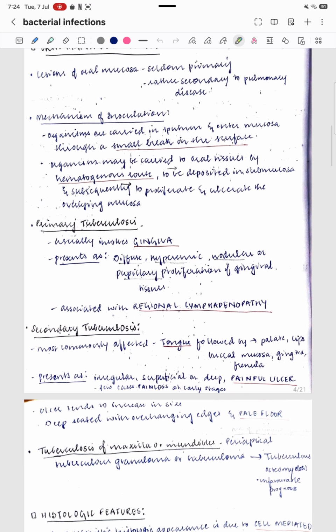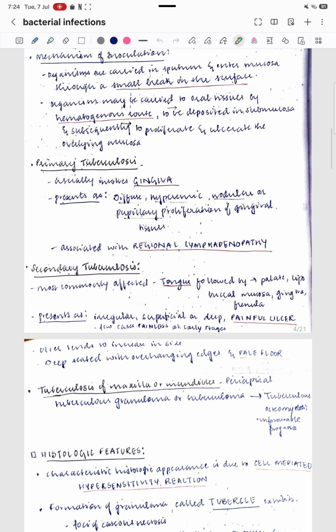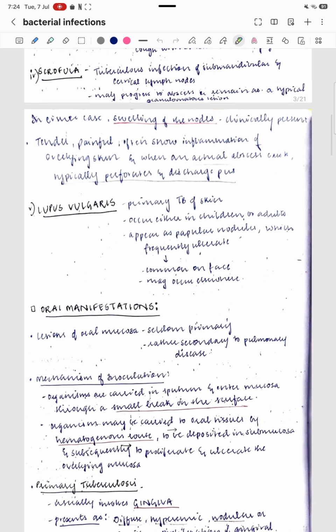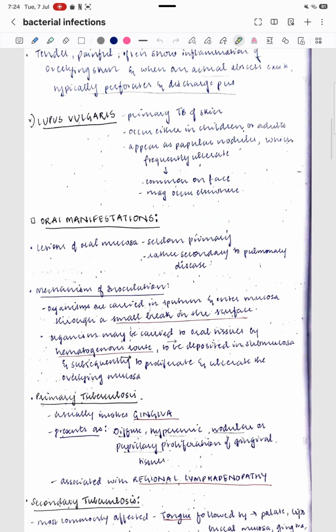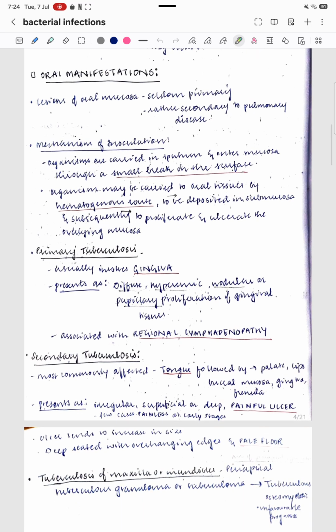Now, coming to primary tuberculosis, it usually involves the gingiva, presenting as a diffuse hyperemic nodular proliferation of gingival tissue associated with regional lymphadenopathy. So we spoke about lupus vulgaris, its oral manifestations, and how it spreads in the skin. Now we are talking about primary tuberculosis in the gingiva.